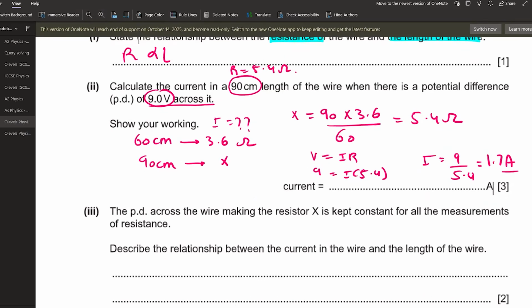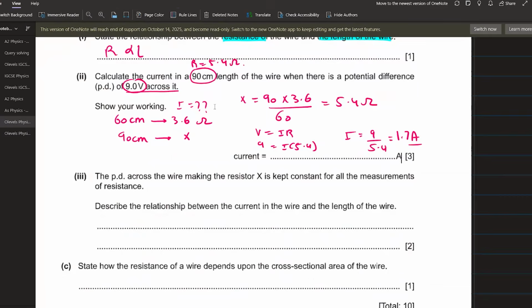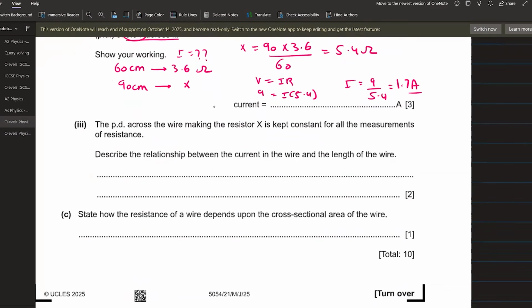Simple. Moving ahead. The potential difference across the wire making the resistor X is kept constant for all measurements of resistance. Describe the relationship between the current in the wire and the length of the wire.